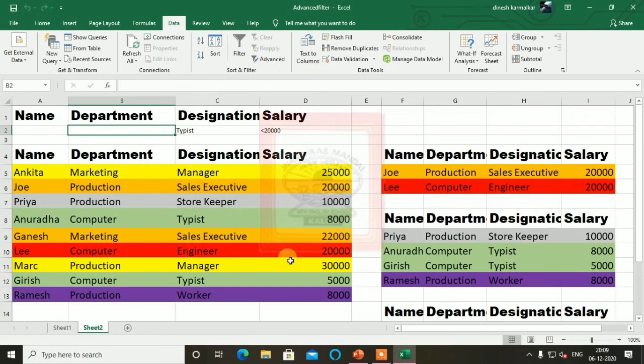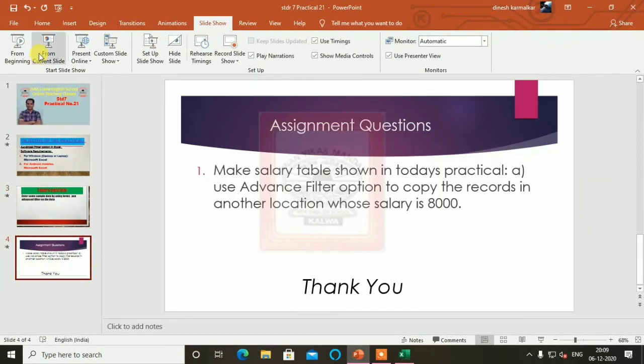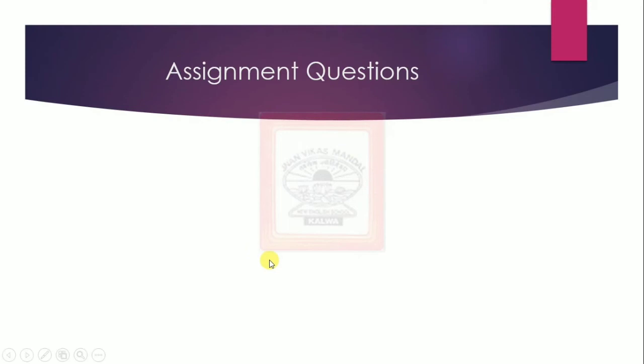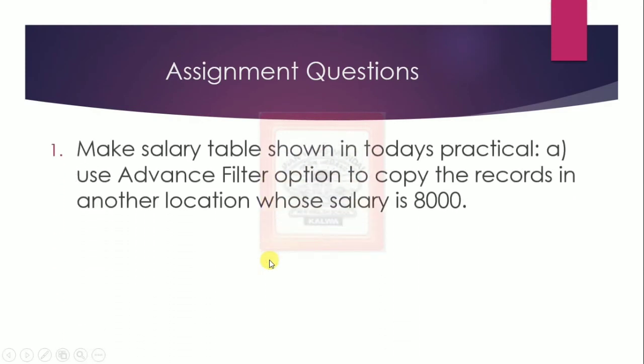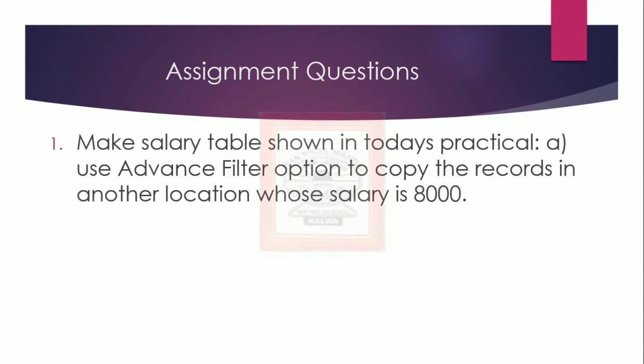Now let's see our assignment question. For the assignment, use the same salary table which I showed today, and in that use the advanced filter and copy the records to another location whose salary is 8,000. So what I did for 20,000, you do it for 8,000. You can copy the records who are exactly 8,000, whose salary is less than 8,000. Again, you can use multiple criteria also. So till the next practical, thank you very much.